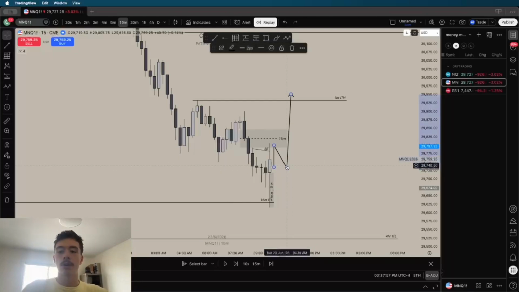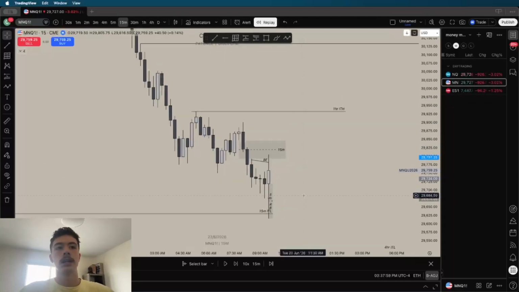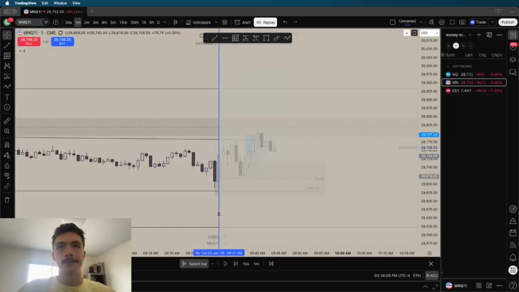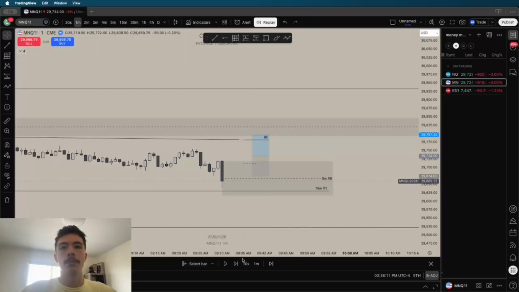So let's go over why I took this long and why I literally took a long when I was bearish. Well, first of all, let's see what we got here. Here's market open right here. So here's market open. We play market open out.